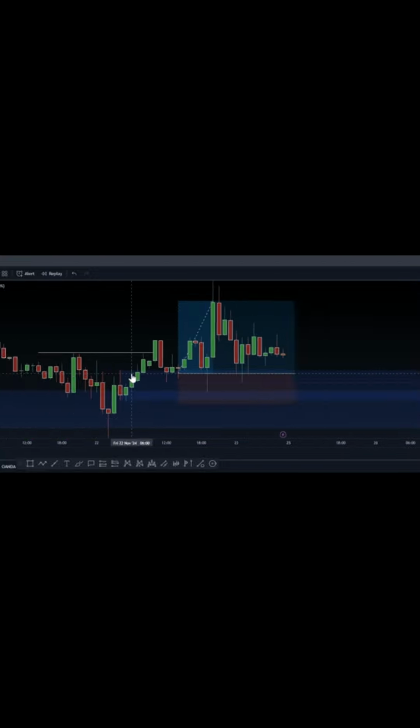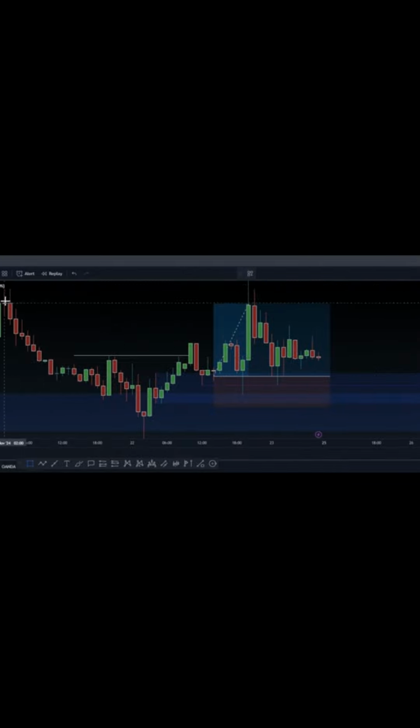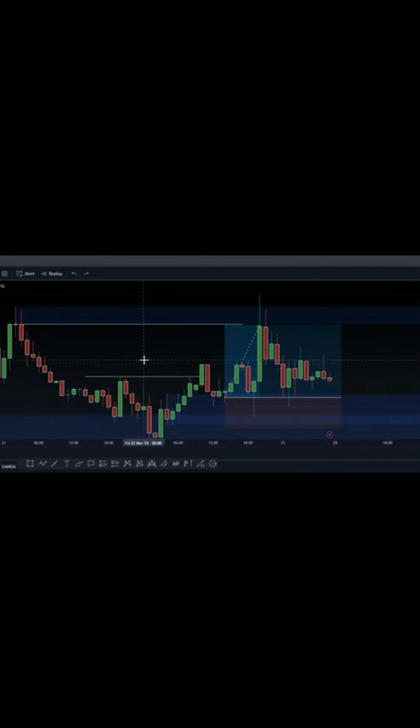And since then, it continued to run higher. My target take profit was a retest of this zone. It probed above it and then completely rejected, but I was already out of the trade.